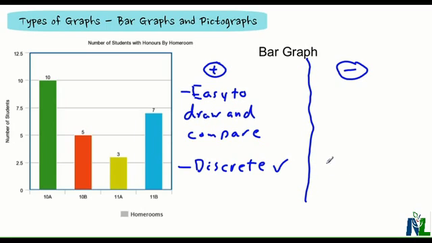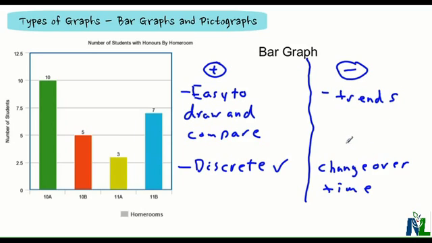If you have to show change over time, it's not great for that. Okay. So change over time would be continuous data. A bar graph can't show continuous data. Also, another disadvantage here that you can see, it's not great for predicting trends. Okay, it doesn't really do well with predicting trends.